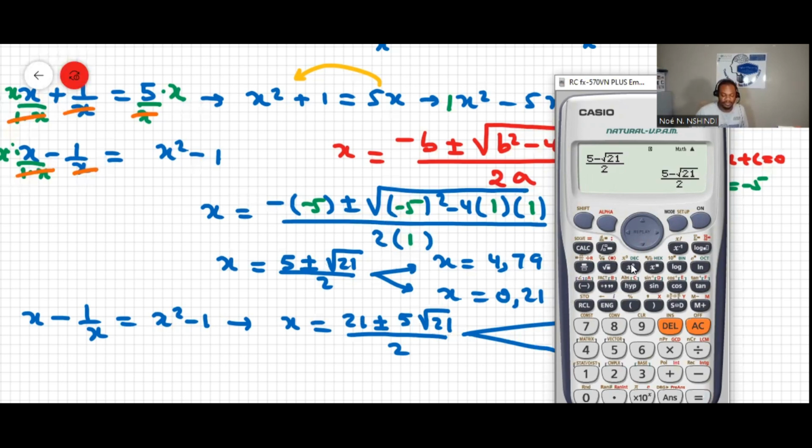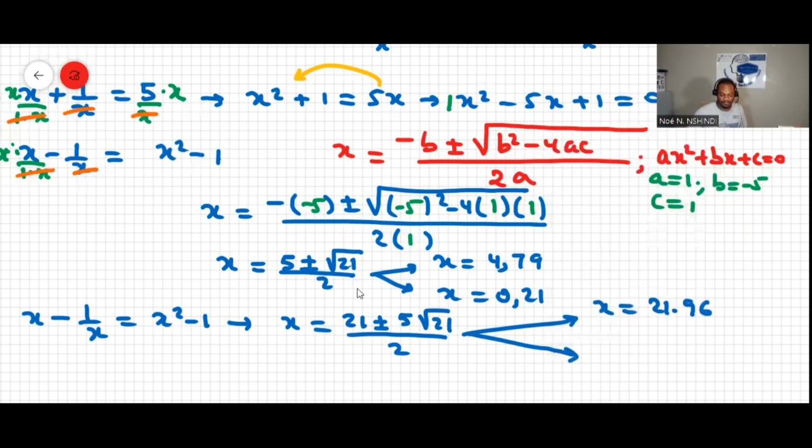This answer raised to the power of 2, equal that, and then if we minus 1 to this answer and then press SD, we get negative 0.96. So x equal to negative 0.96. Those are the two solutions.